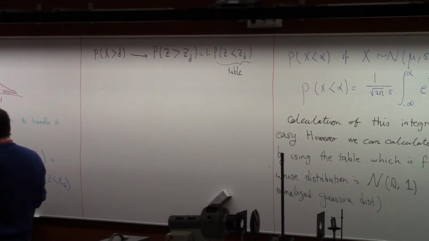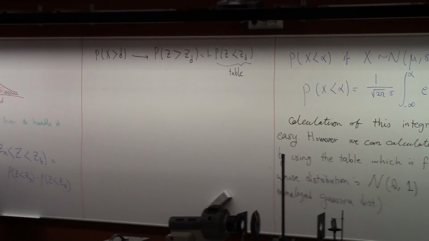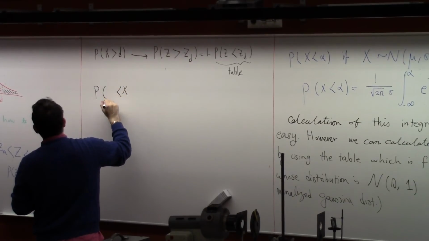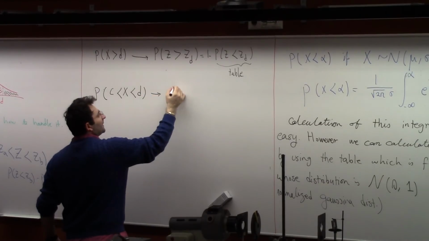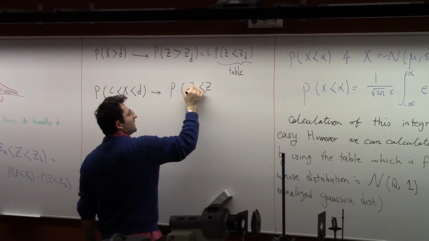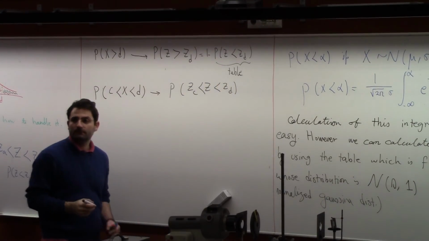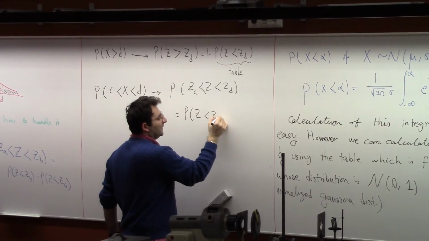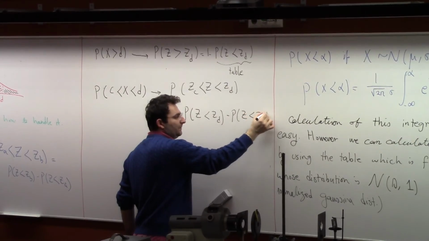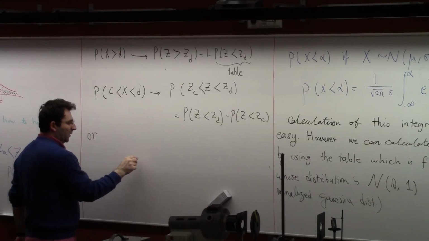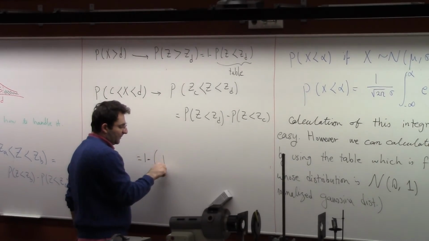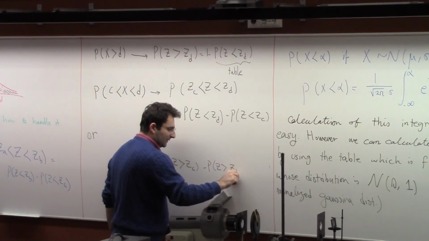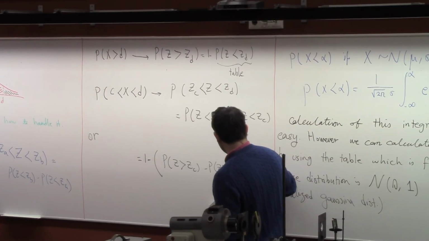And let's say you want to find this red region, then the probability of x between c and d means the probability of z between zc and zd, which is equal to the probability of z less than zd minus the probability of z less than zc, or it is equal to 1 minus the probability of z greater than zc minus the probability of z greater than zd. Okay? They are the same.